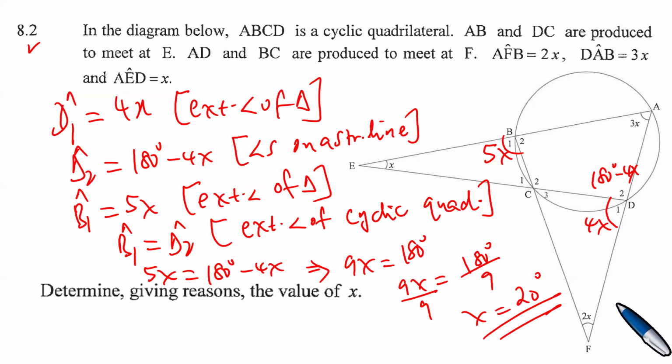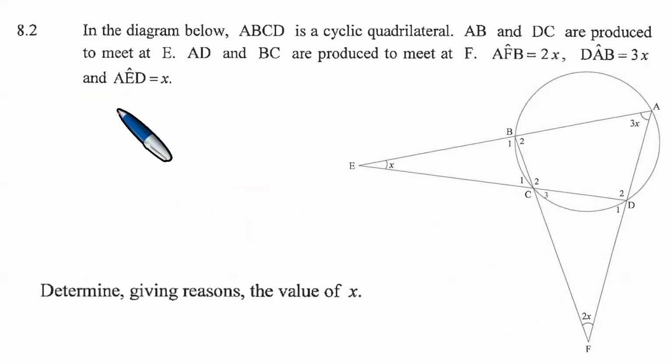So I did it differently. What did you do? I looked at ADE as its own triangle, and ABF as its own triangle. And then I solved for B2 and D2. Let's look at that together. So you looked at ADE as its own triangle. Yes, sir. So in triangle ADE, what did you do?